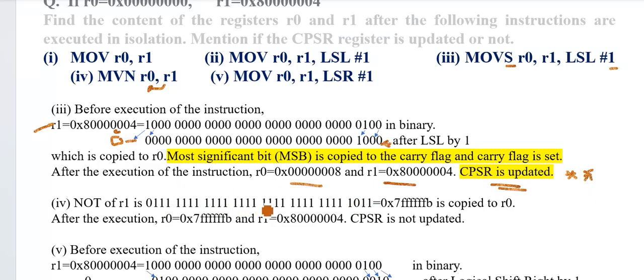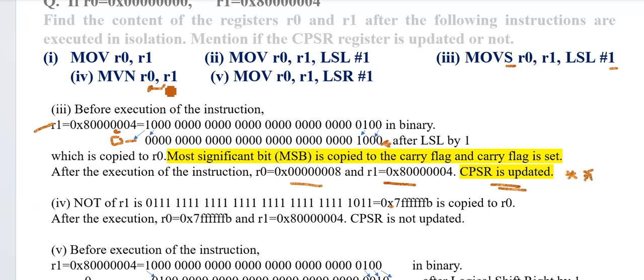So this is the 32-bit value in binary. If you write in hexadecimal, write x here: 0111 is 7, 1111 is F, F, F, F, F, F. 1011 is B. So the answer is 0x, x means hexadecimal, 7FFFFFFB, and that value is actually copied to R0. So it is not simply move R0 comma R1. You have to move the negative of R1 into R0. So R0 is the destination, R1 is the source register. So you have to copy the negative value, that means 1's complement of R1, into R0.